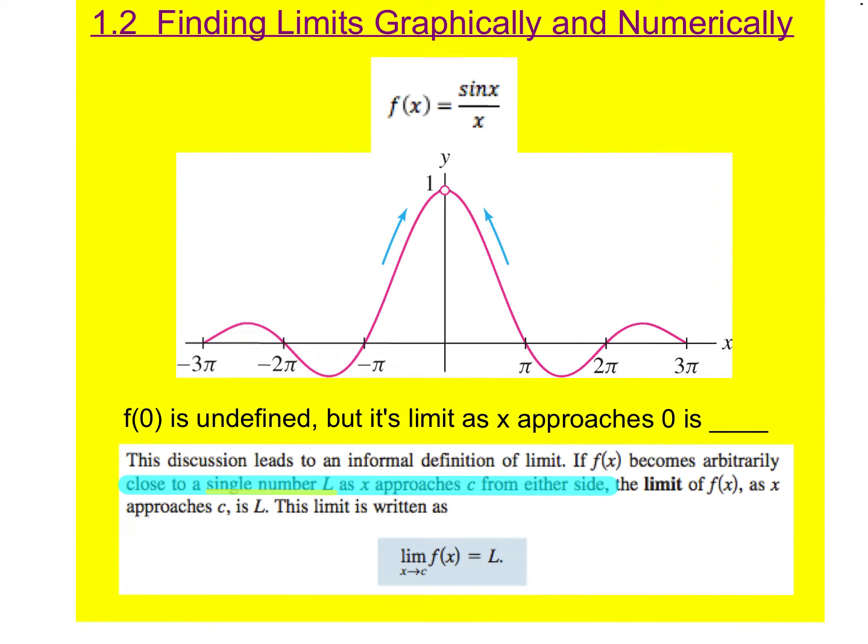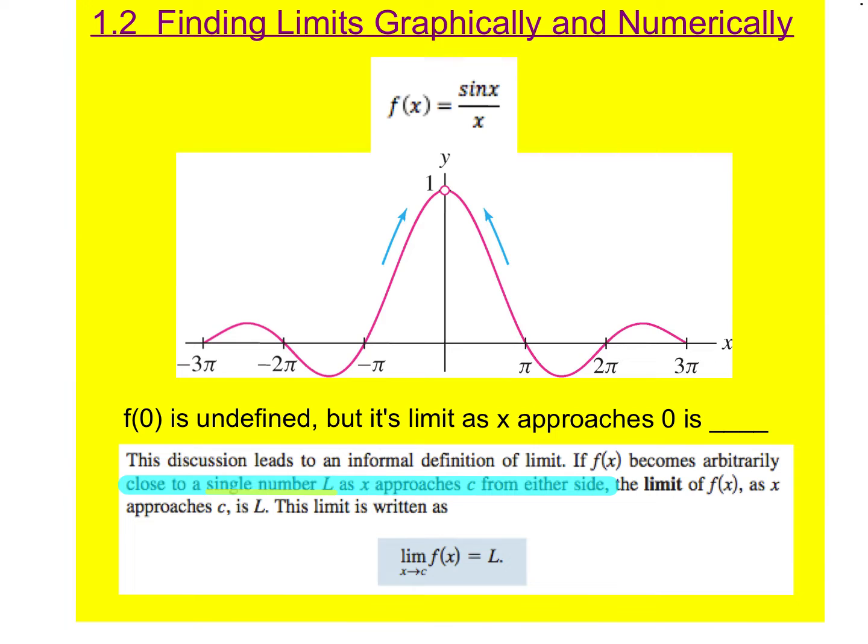All right, 1.2, finding limits graphically and numerically. So we're going to start out with sine x over x, and I want to talk about what's happening at 0. So I'm going to substitute in 0. What's sine of 0? 0. And then I'm going to divide by 0. So I got 0 over 0. Well, what just happened? It creates a hole. 0 over 0 is that indeterminate form that creates the hole.